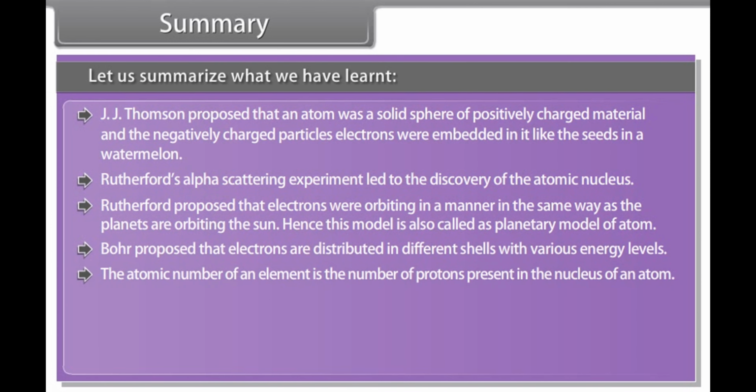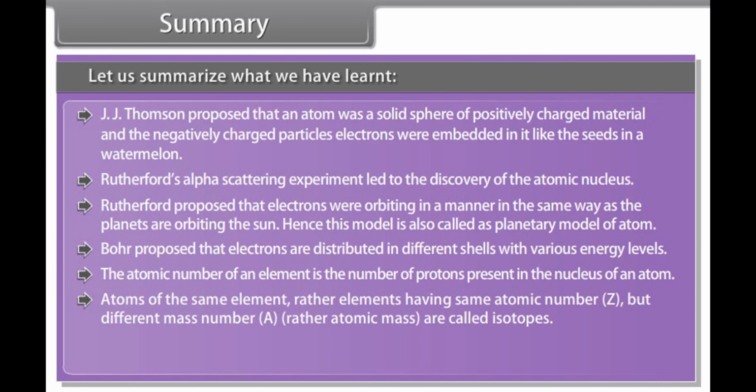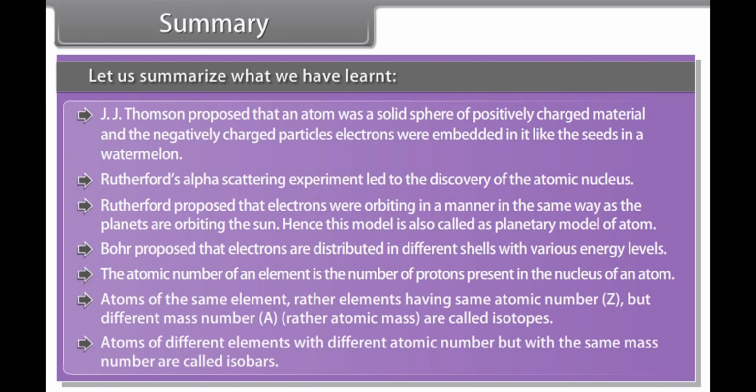The atomic number of an element is the number of protons present in the nucleus of an atom. Atoms of the same element, that is, elements having the same atomic number Z but different mass number A, or atomic mass, are called isotopes. Atoms of different elements with different atomic number but with the same mass number are called isobars.